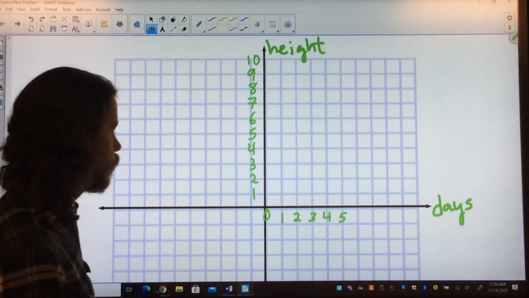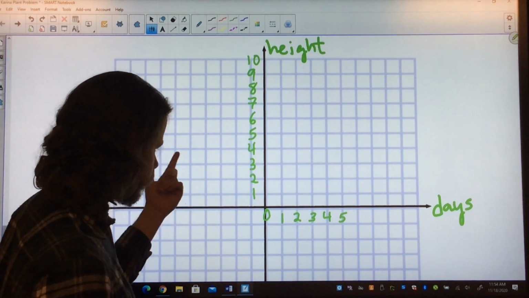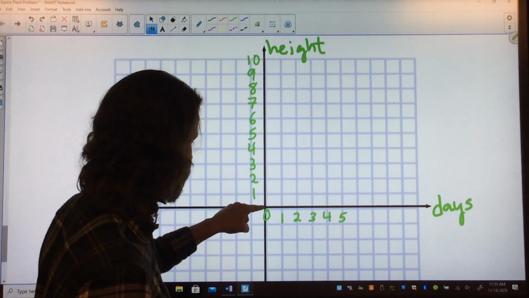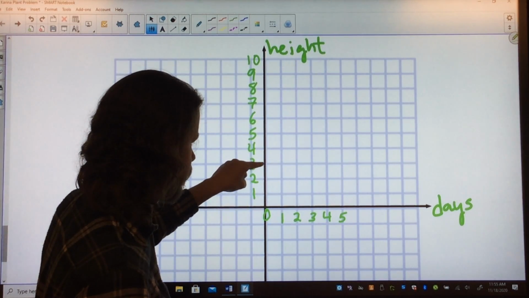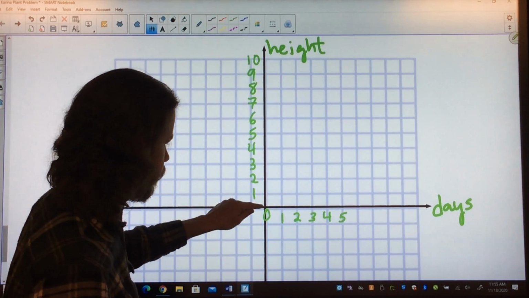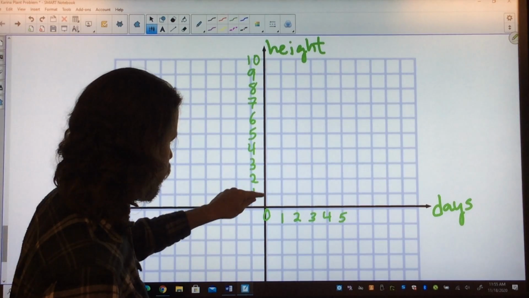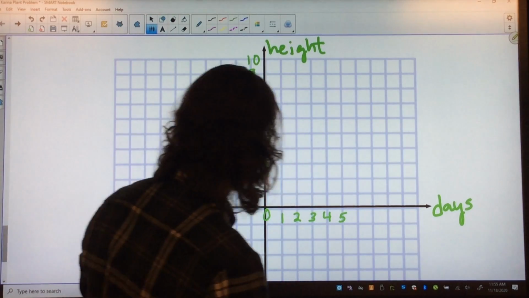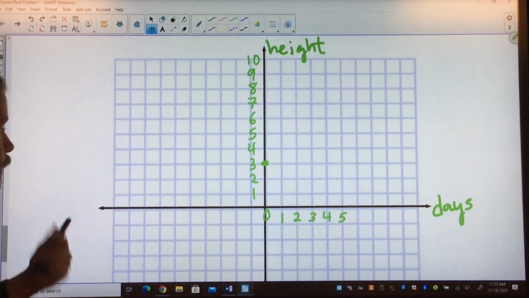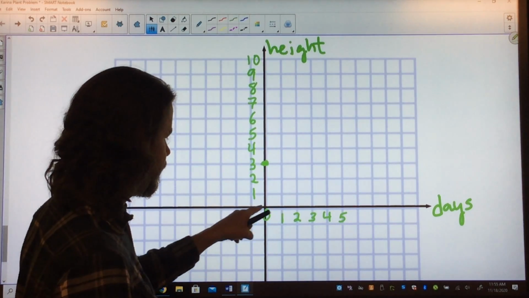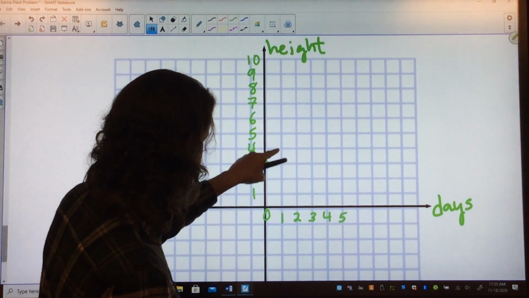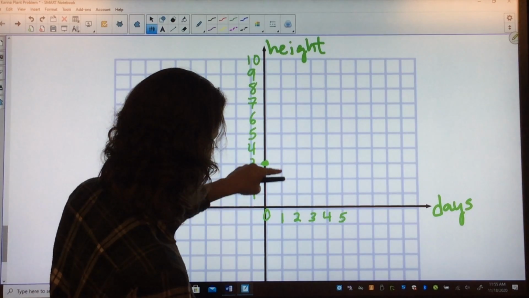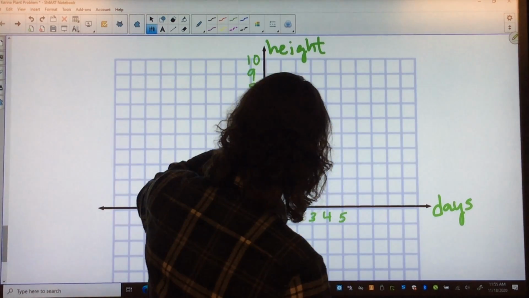If we look back at the table, we would see that on day 0, right when she plants the plant, it was at a height of 3 centimeters. So at day 0, I'm going to go up to a height of 3 centimeters, and I'm going to put a point. At day 1, she measured the plant to have a height of 5 centimeters. So at day 1, I'm going to go up to a height of 5 centimeters, and I'm going to put a point.